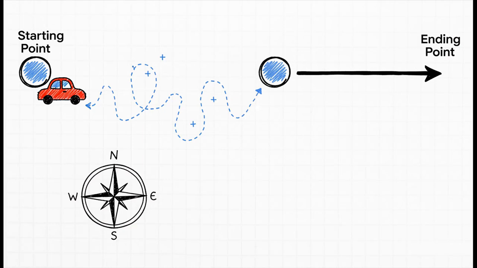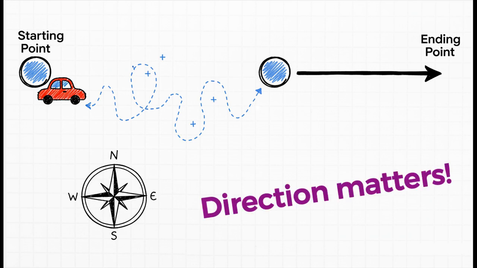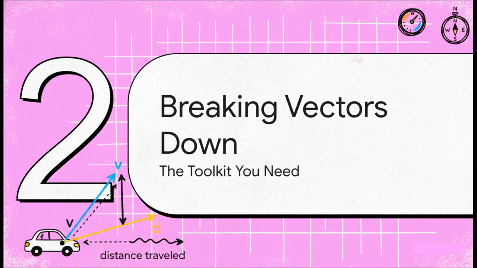And that, right there, is the light bulb moment for our car problem. The journey wasn't just about covering distance, it was about covering a certain distance in a very specific direction, and then another distance in another direction. That's why simply adding them doesn't give you the right answer. Direction matters a lot.